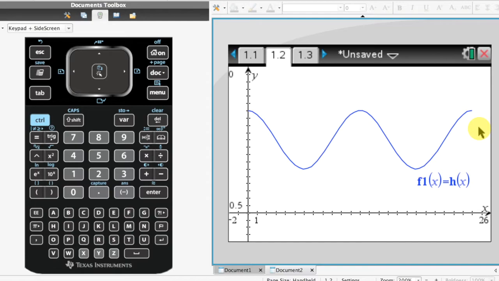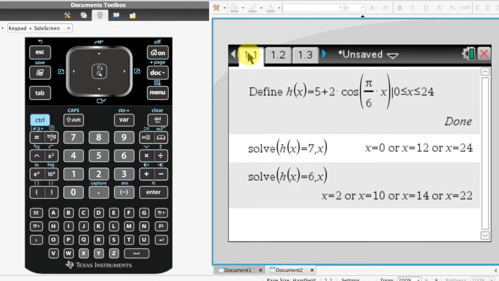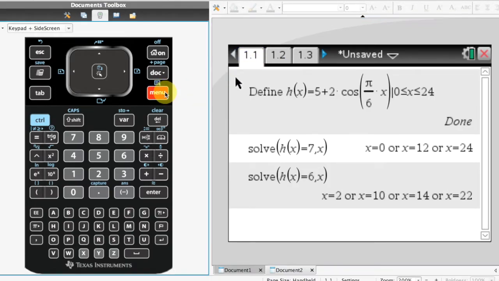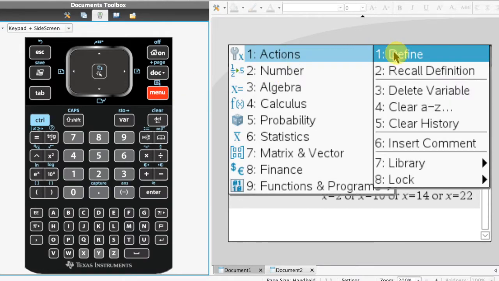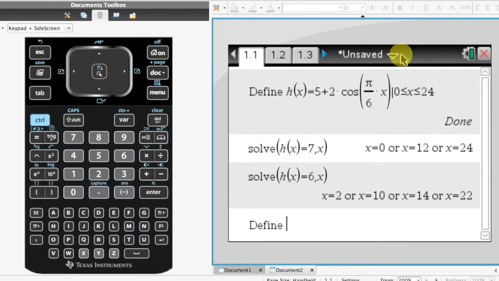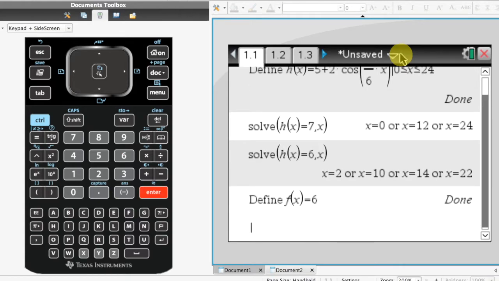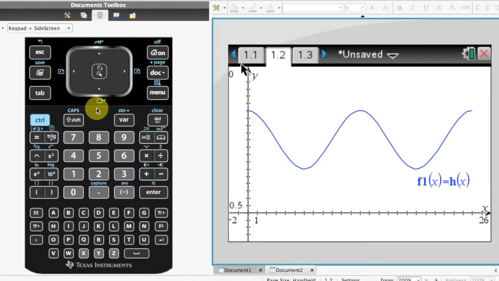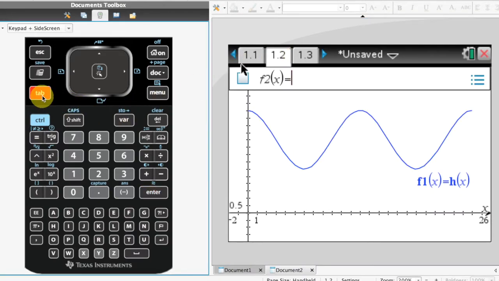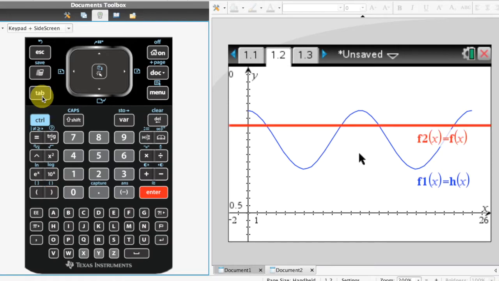But let's just verify that. What I'm going to do is define another function. So I'm going to go menu, actions, define. I can call this whatever I like, but I'm just going to call it f of x. And I'm going to make that equal to the 6 metres. Hit enter. So that's defined. And now if I go back to my graph and hit tab, I can put in that defined function, so it's f of x. Hit enter, and there it is shown.